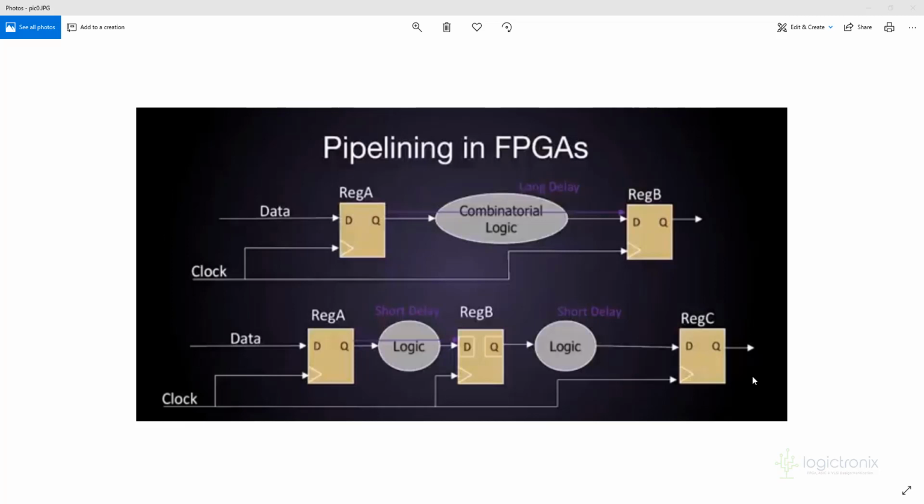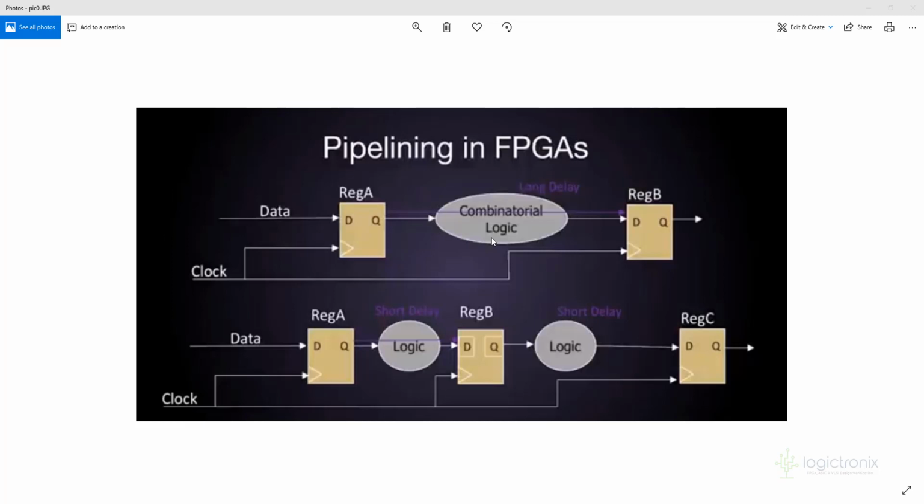So why do we need pipelining? Let's look at this example. Here is a combinational logic. Here are two registers, and this is the clock signal. If we keep a combinational logic simply like this, then there is a long delay between this and this. There is a propagation delay when the data flows from this place to this wire.